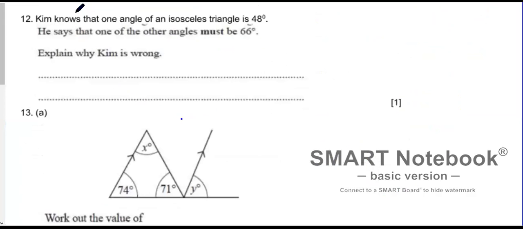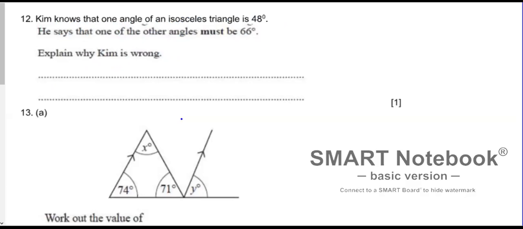All these questions about angles. All right, we have Kim, this question number 12. Kim knows that one angle of an isosceles triangle is 48. He says that one of the other angles must be 66. Explain why Kim is wrong.